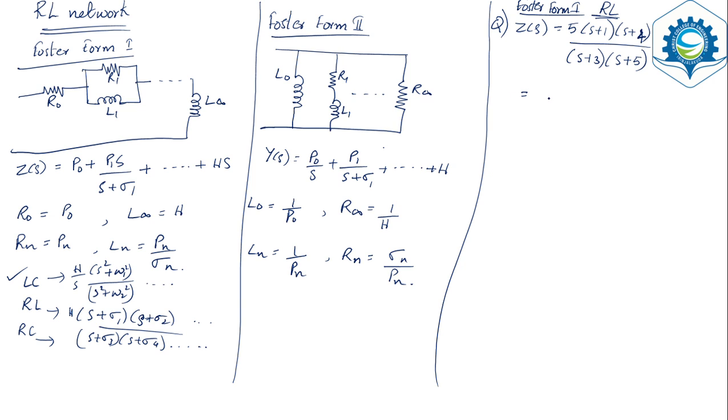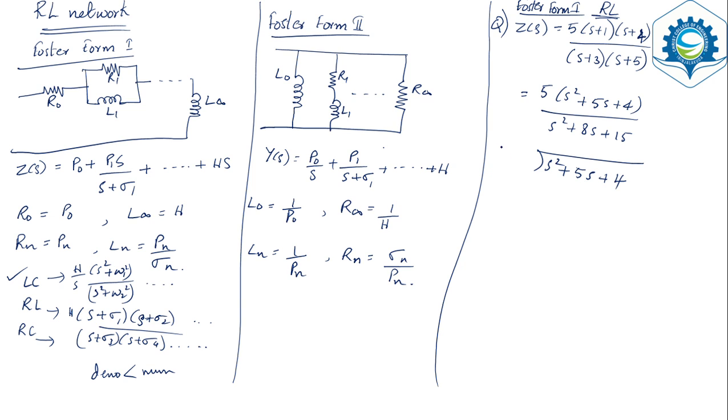How do you divide it? Well, you saw in the LC network also, if the degree of the denominator is less than that of the numerator, you have to divide it. The same method you have to use over here. So you have 5 into (S square plus 5s plus 4) divided by (S square plus 8s plus 15). You just do the normal division. I'm not going to take the 5 which was there over here. S square plus 5s plus 4 divided by S square plus 8s plus 15.